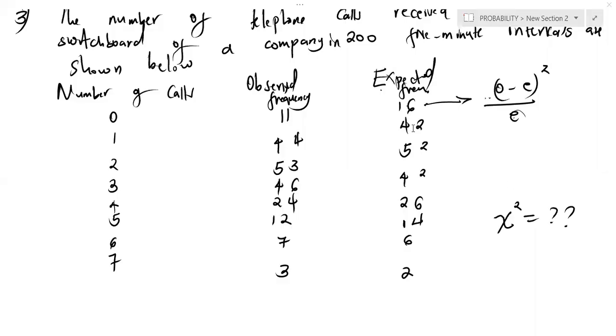Okay, guys, so if you do this correctly, then you should be able to get your answer as 3.16. You should be able to get that as your answer.